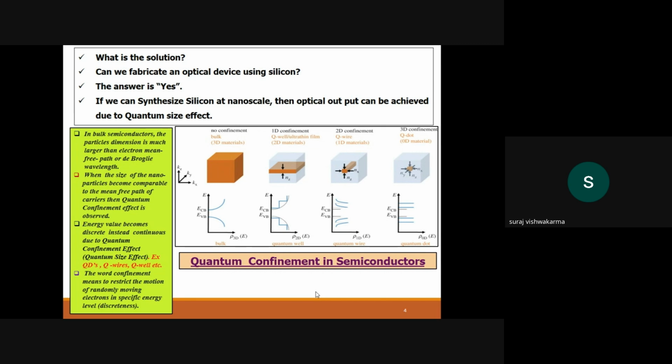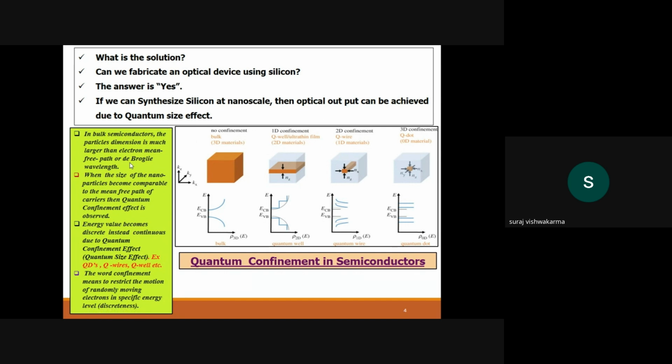The answer is yes. But there are certain things that we have to understand about how we can do that. If you see, nanotechnology and nanomaterials are developing day by day. So, can we synthesize silicon at nanoscale? Then the optical property may change, and that process is called the quantum size effect.